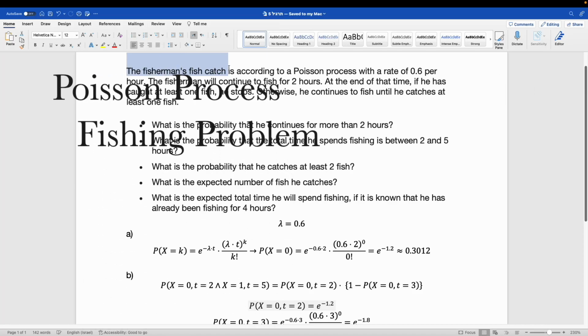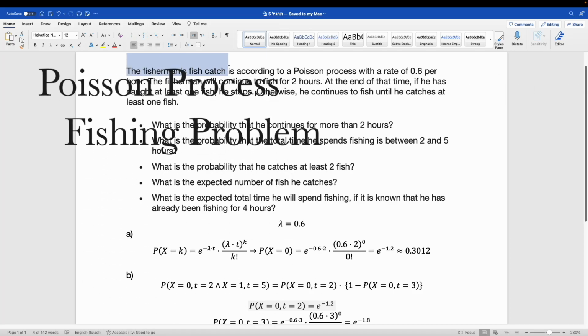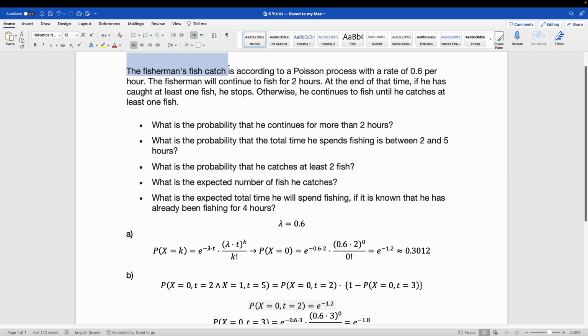The fisherman's fish catch is according to a Poisson process with a rate of 0.6 per hour. The fisherman will continue to fish for 2 hours. At the end of the time, if he has caught at least one fish, so one fish or more, he stops. Otherwise, he continues to fish until he catches at least one fish. So he's really determined. What is the probability that he continues for more than 2 hours?